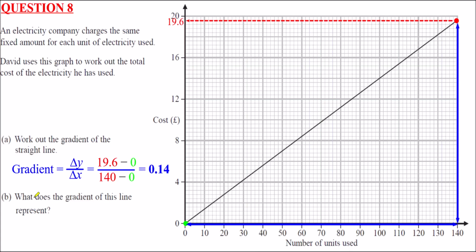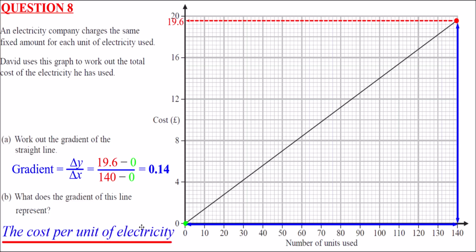Part B, we're asked what does the gradient of a line represent? Well, the gradient means every 1 unit along, how far up are we going? So 1 unit along literally means a unit of electricity, and going up is the cost. So it's telling us the cost per 1 unit. It simply represents the cost per 1 unit of electricity. So putting something like that will give you the mark you need for part B.